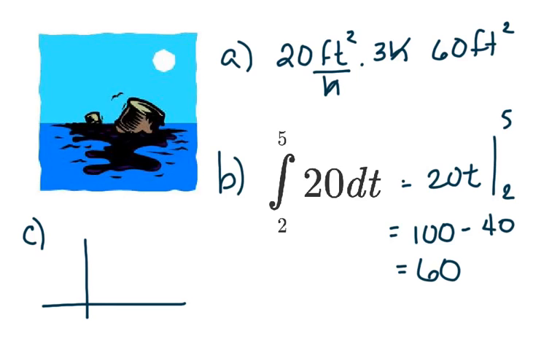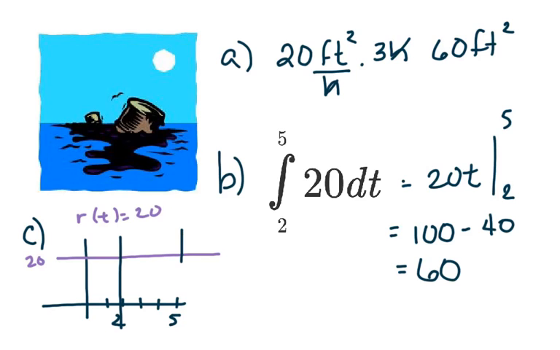R of t equals 20 would be a horizontal line right there, horizontal line of 20. And if we look at the area bounded between t equals 2 and t equals 5, that would be this area right here, which is 3 by 20, which is also 60.